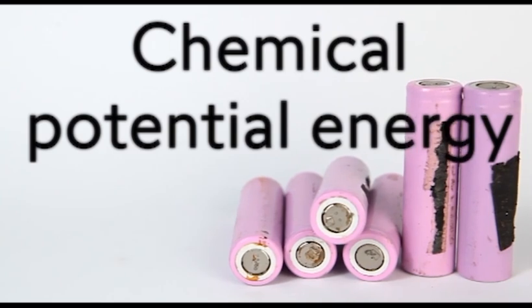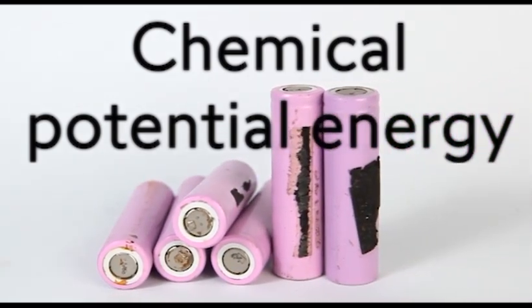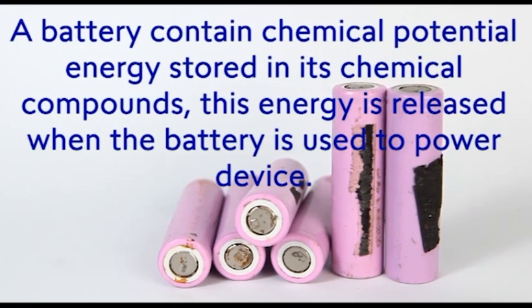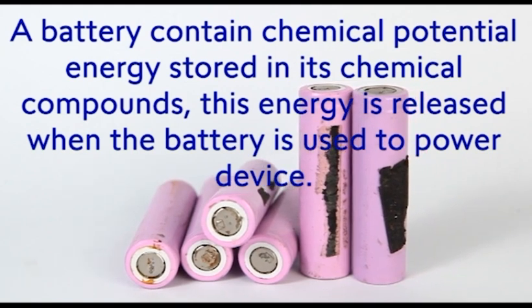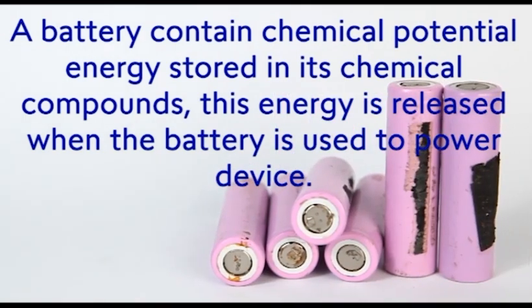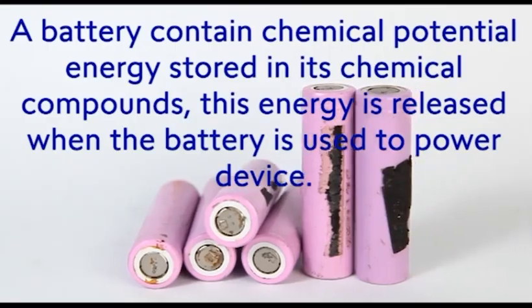A battery contains chemical potential energy stored in its chemical compounds. This energy is released when the battery is used to power a device. With the help of a powered device, we can light a bulb and operate a machine.